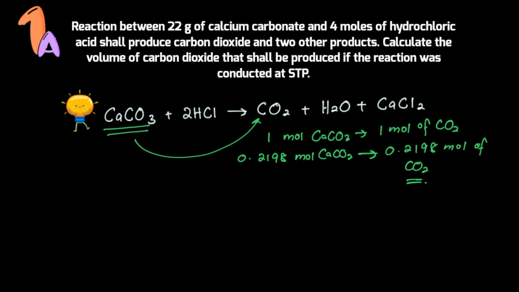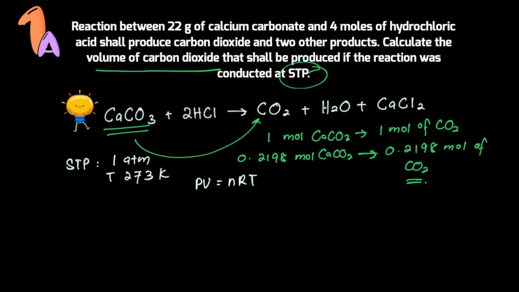And then in the question, you were asked to calculate the volume of carbon dioxide when the reaction is conducted at STP. So since it is conducted at STP, the pressure is 1 atm and the temperature is 273 Kelvin. So what we are going to use is the ideal gas law formula, which is PV equivalent to nRT.